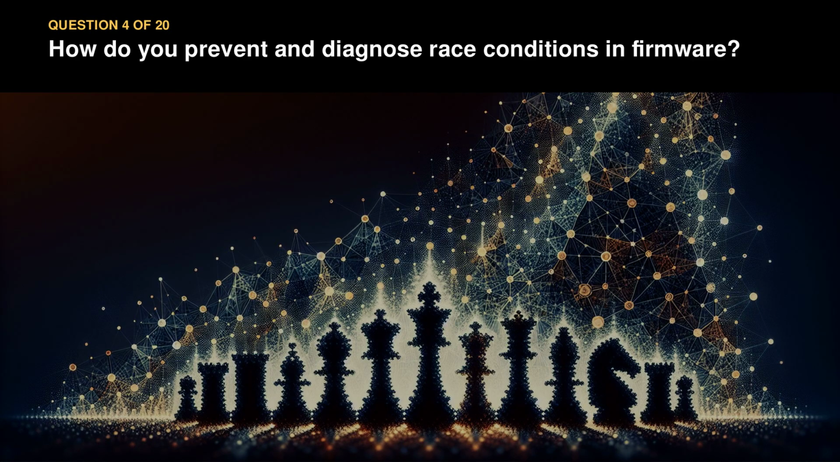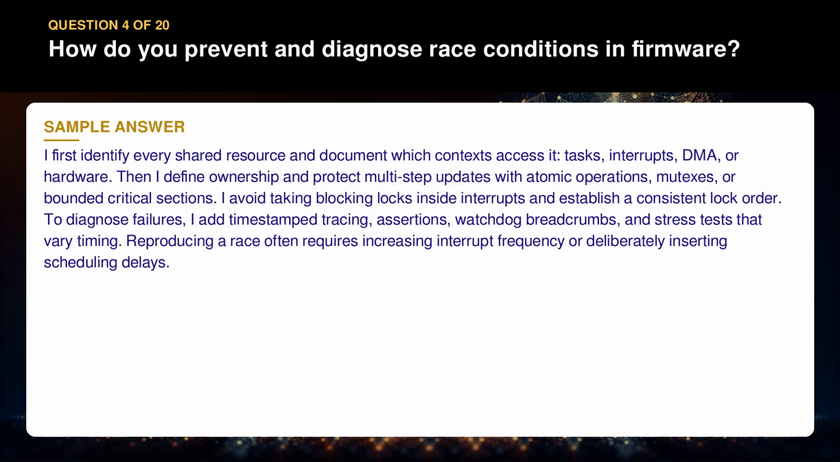Question 4. How do you prevent and diagnose race conditions in firmware? I first identify every shared resource and document which contexts access it, tasks, interrupts, DMA, or hardware. Then I define ownership and protect multi-step updates with atomic operations, mutexes, or bounded critical sections. I avoid taking blocking locks inside interrupts and establish a consistent lock order.